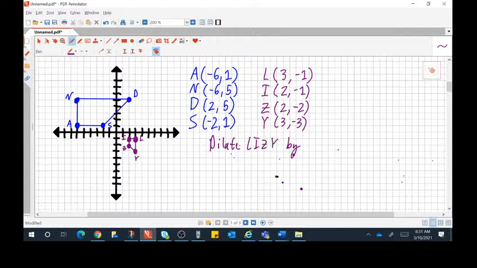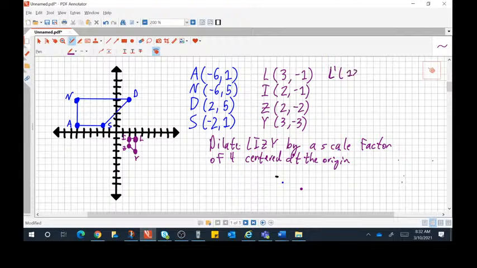So if I dilate Lizzie by a scale factor of 4 centered at the origin, then we get the figure L prime at 12 comma negative 4, and don't worry that it's off of our graph, that's okay. I prime is at 8 comma negative 4, Z prime is at 8 comma negative 8, and Y prime is at 12 comma negative 12, which I'm going to go ahead and graph as best I can in the small amount of time that we have left.